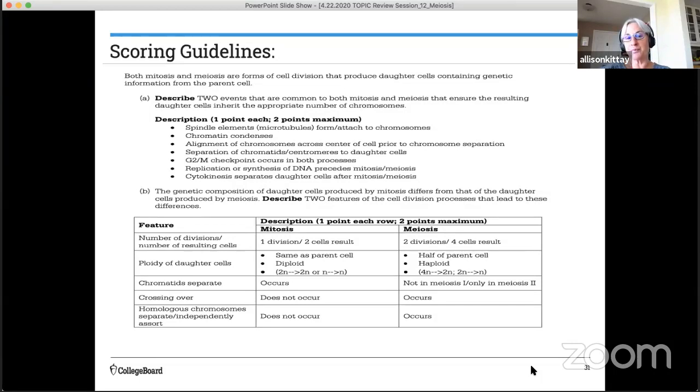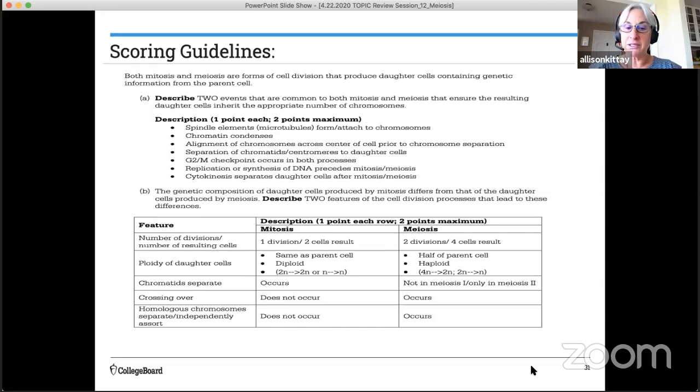We regulate the cell cycle the same in both types of cell division. So that checkpoint regulation occurs, I explained it in mitosis yesterday, but it occurs in meiosis as well. The replication or synthesis of DNA occurs in the S phase in both types of division, and cytokinesis occurs to separate those daughter cells after either mitosis or meiosis. And then in part B, there's that table, right? So 2 features of the cell division process that lead to these differences. For mitosis, there's a single round of division with 2 cells resulting. For meiosis, there's 2 rounds of division with 4 cells resulting.